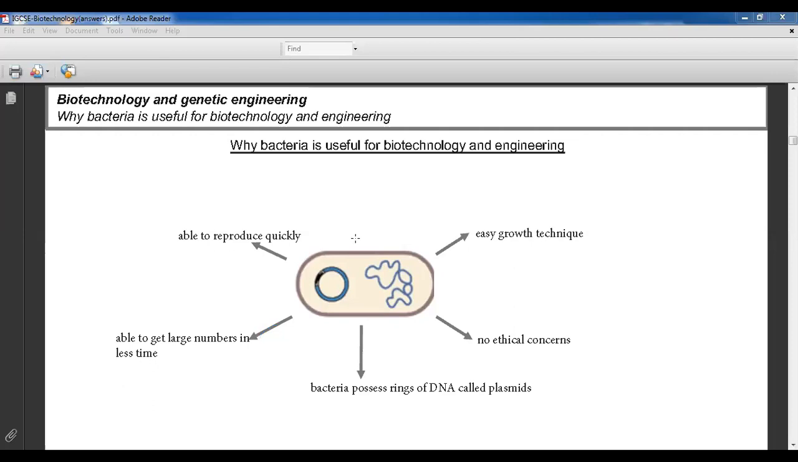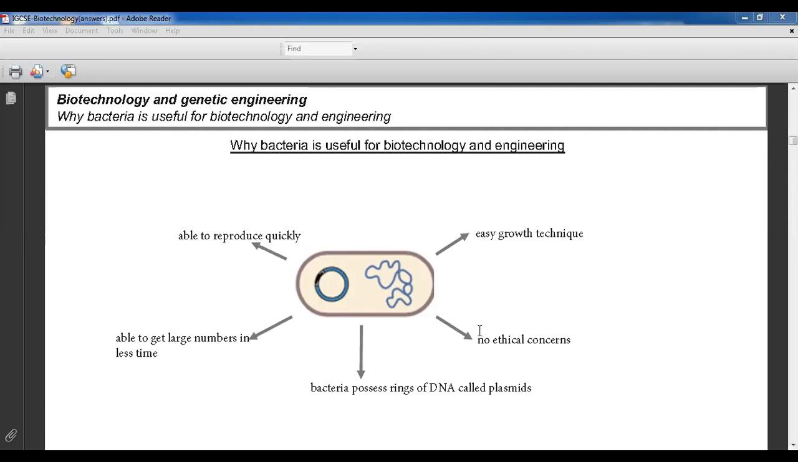So the first thing is the bacterial cell grows or reproduces very quickly. If it reproduces very quickly and I put my gene of interest into the bacteria, the product in which I'm interested will be produced by the bacteria very quickly, which means I will isolate my product in very less time.